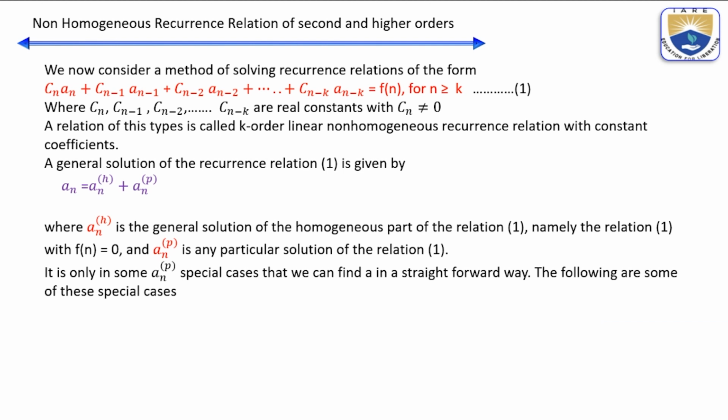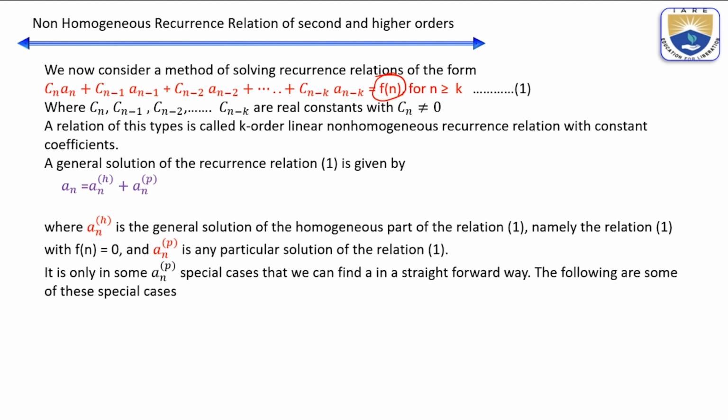Now, so far whatever we have discussed was the homogeneous case, that means f of n is equal to 0. Now suppose f of n is not equal to 0. Then we have to find a solution differently. Whenever f of n is not equal to 0, we call it a non-homogeneous recurrence relation.